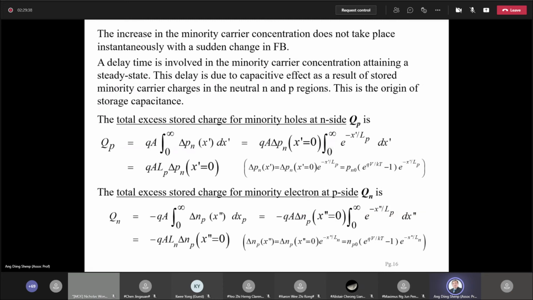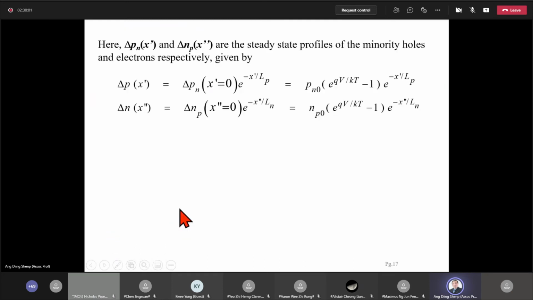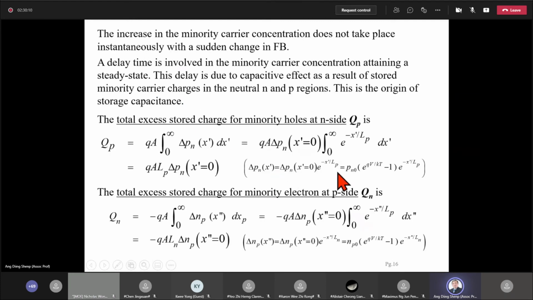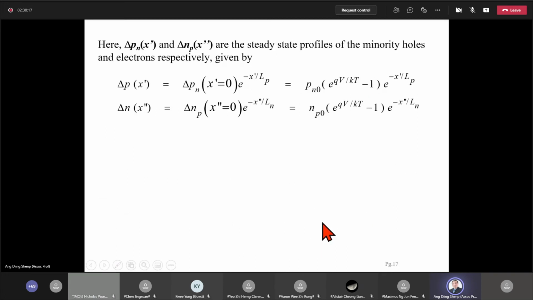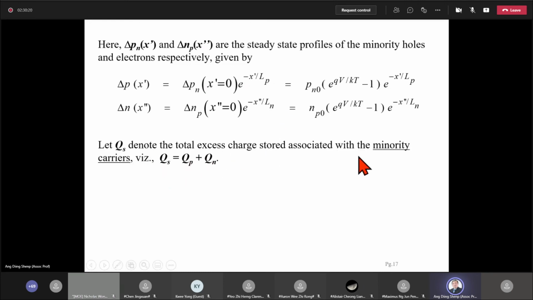So how do I get an expression for CS, the charge storage capacitance? I need to get the total excess minority carrier charge stored, which is essentially the summation of QP and QN. Now, QN is a negative term because of the negative charge associated with the electron. When we sum QN and QP, we take the magnitude of QN. These two equations were repeated here just for convenience during the discussion of the derivation. So the total excess charge stored can be obtained by summing QP and QN together, and we take the magnitude of QN.